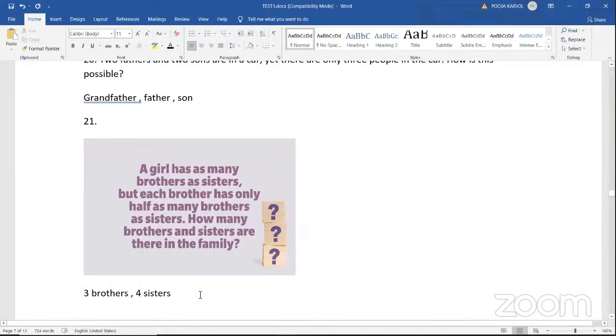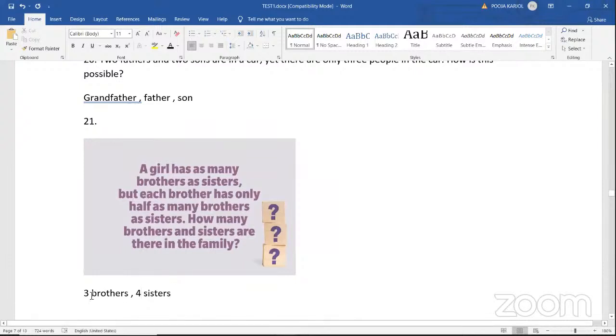Okay, if you take one sister outside, how many sisters will remain? 3. And 3 brothers will remain. So a girl has as many brothers as sisters. That would be correct. Then if you take a brother outside, how many will remain? 4 sisters, 2 brothers.